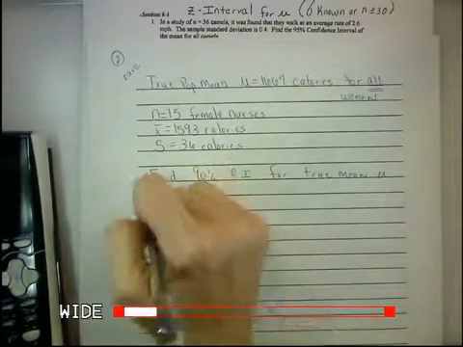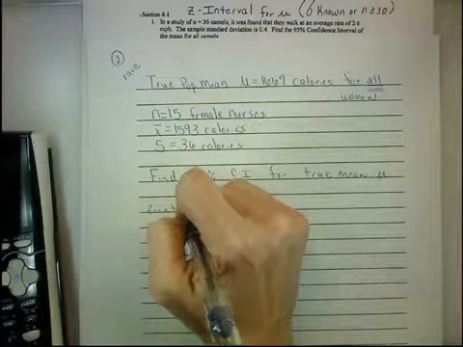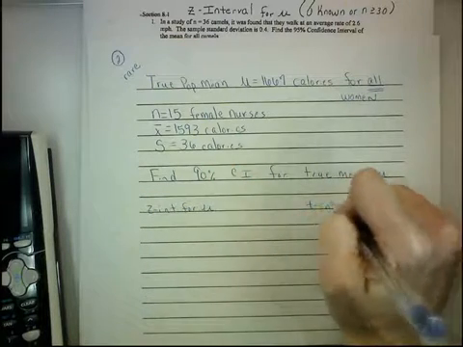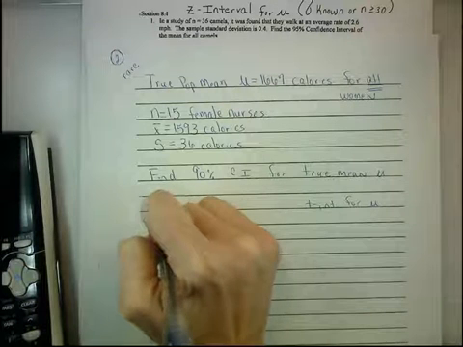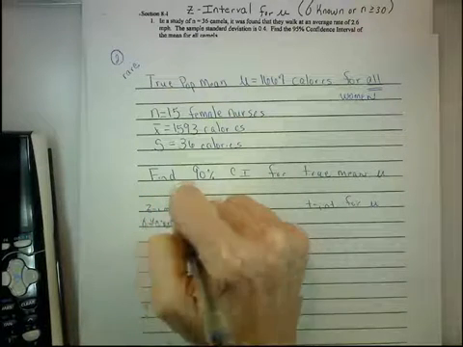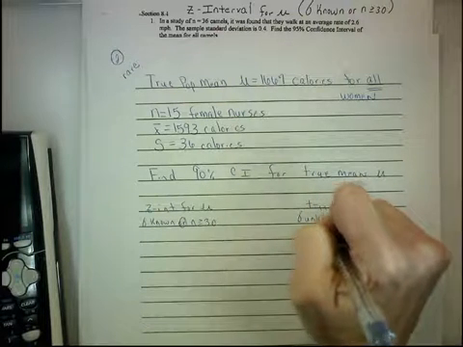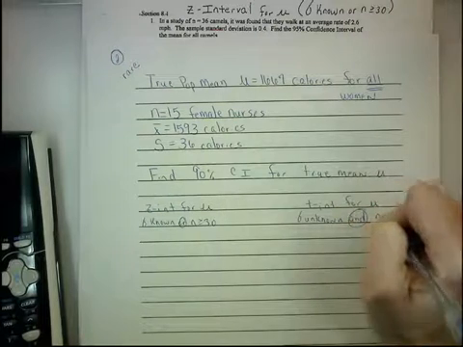The next step is to decide, is it a Z or T? Now this is a T, but let's write it down. A Z interval for the mean or a T interval for the mean. Z interval: sigma is known, or N is at least 30. T interval: sigma is unknown, and at the very same time, N is less than 30.